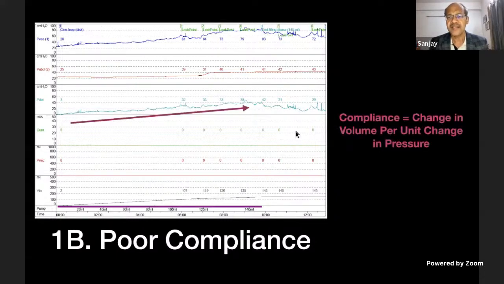So what is compliance? Compliance actually reflects change in volume per unit change in pressure. We hence express it as ml per centimeter of water. And typically we take the points between which we are measuring the pressure as the end of filling and the beginning of filling. But you could theoretically take any two points and measure the compliance between them. So here, for instance, if I filled 140 ml and I've had a pressure of 40 or so, it means roughly, let's say, 3 ml per centimeter water. So it's very poor compliance.